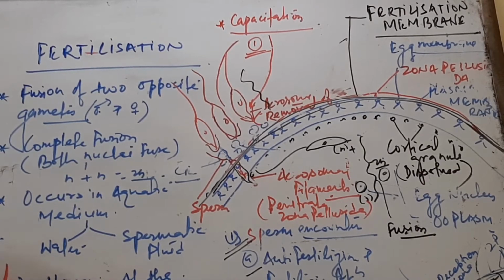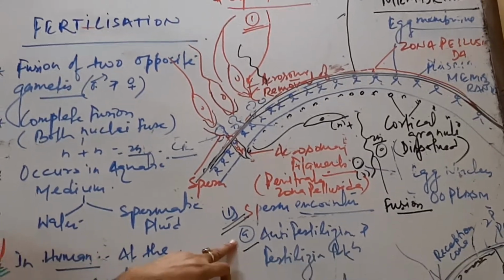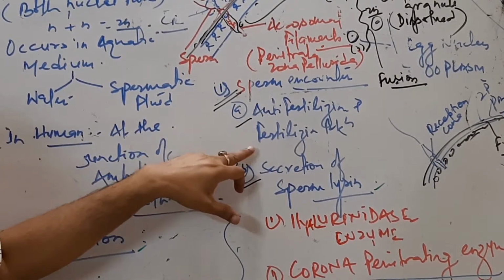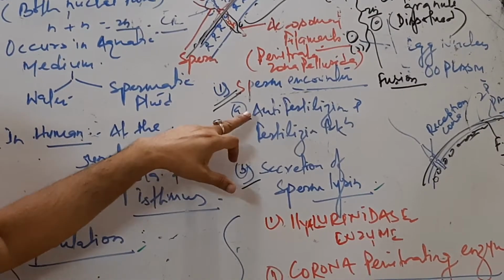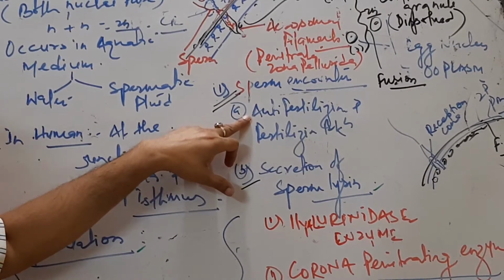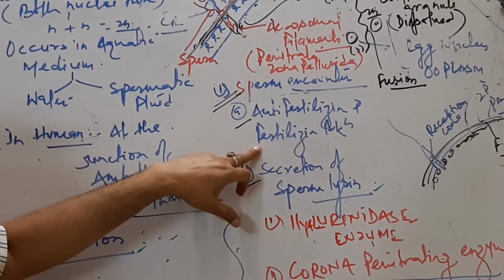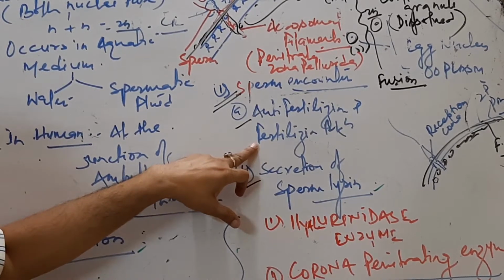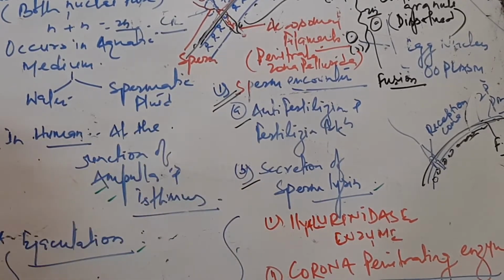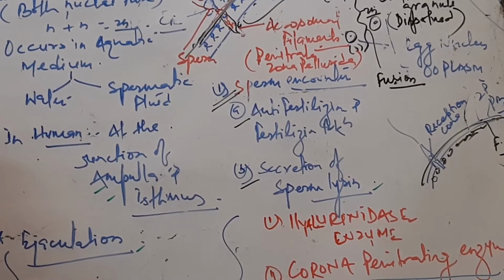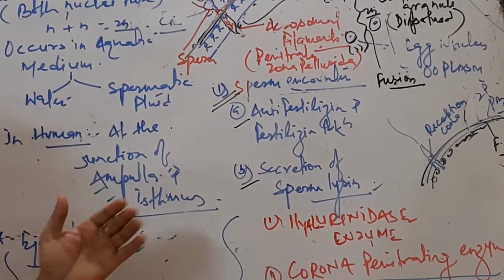The first encounter with the egg takes place through the secretion of anti-fertilizin and fertilizin ligands. Anti-fertilizin is secreted from the membrane of the spermatozoon, and fertilizin is secreted from the egg membrane. So this is just a compatible selection of the sperm and egg.